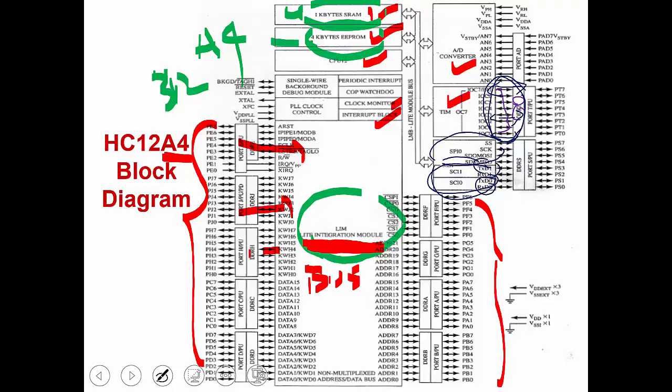This is for SCI. So we have SCI 0, serial communication interface 0, and serial communication interface 1. And for SPI, we have serial peripheral interface, which is only 1. They all communicate with port S. Port S right here. Port S means what? Serial communications.